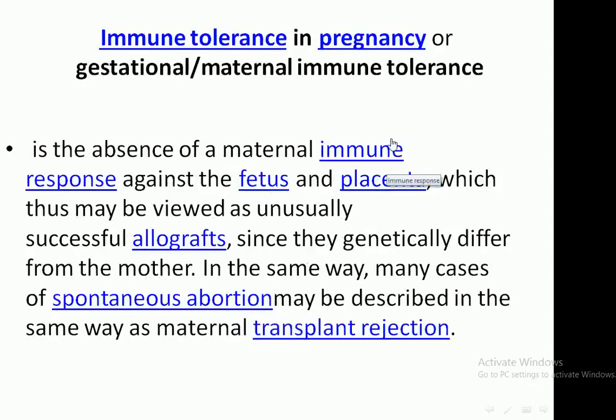Immune tolerance in pregnancy. As we know, the fetus is considered a foreign antigen, because half of its antigens are paternal, and also the placenta is considered foreign antigen to the mother. So they may be viewed as an unusually successful allograft since they genetically differ from the mother. And many cases of spontaneous abortion may be described in the same way as maternal transplant rejection.